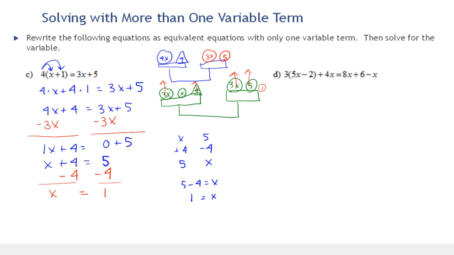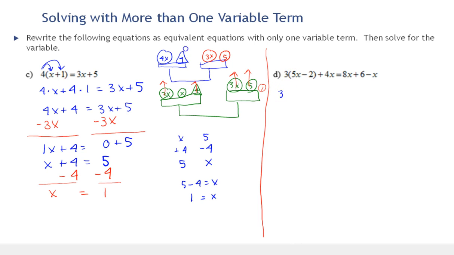Let's look at the next one. We have all sorts of x's in this. So remember how we start. If you notice there's more than one x, you want to distribute wherever you can, and on either side of the equation, combine like terms if you can. So let's start with distributing.